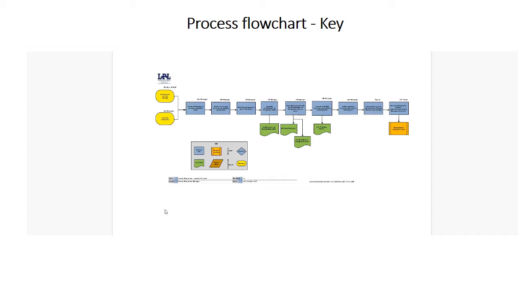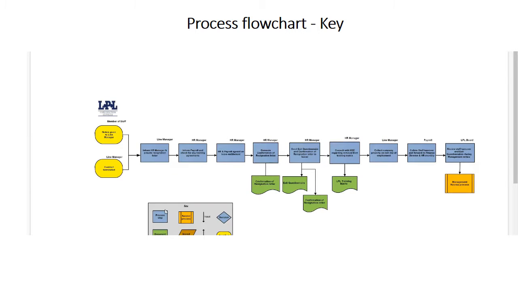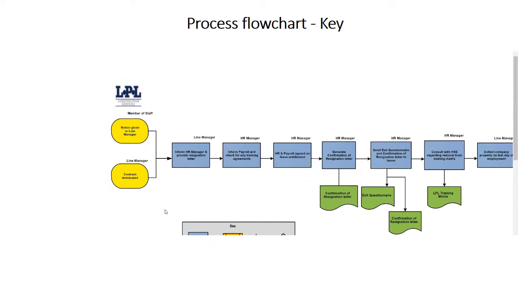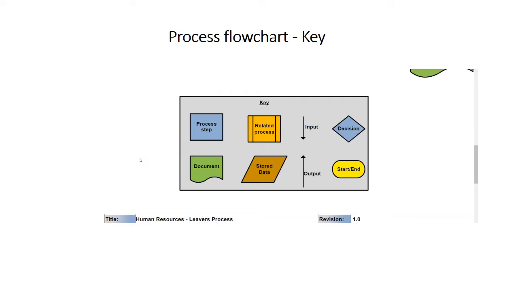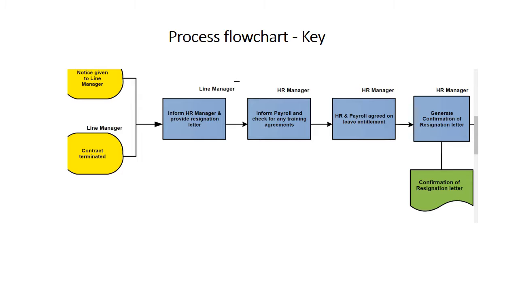All LPL process flowcharts use the same process flowchart key. Included in each key are process steps, input or output documents, other related processes, stored data, inputs, outputs, decision steps, and the end and beginning of every process. Each process step should also indicate the responsible person or position for undertaking that process step.